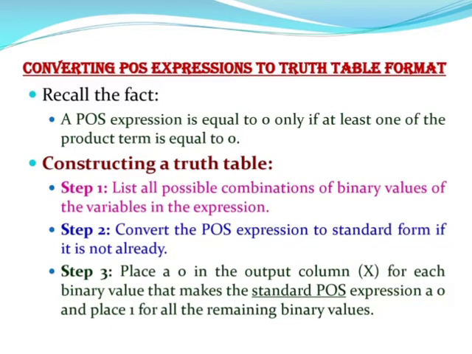Next, converting POS expressions to truth table format. Recall the fact that a POS expression is equal to 0 only if at least one of the sum terms is equal to 0. So while constructing the truth table, you should follow 3 steps. Step 1, list all possible combinations of binary values of the variables in the expression. Step 2, convert the POS expression to standard form if it is not already. And step 3, place a 0 in the output column for each binary value that makes the standard POS expression a 0, and place 1 for all the remaining values.